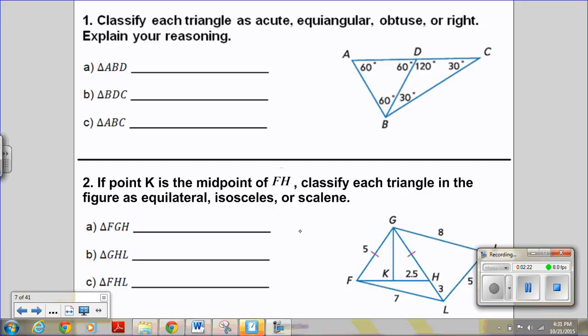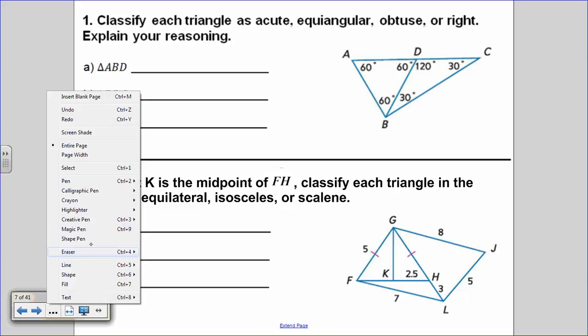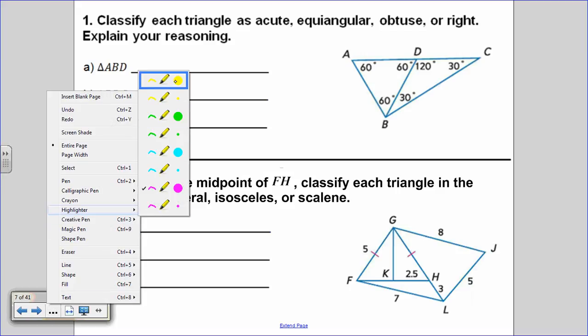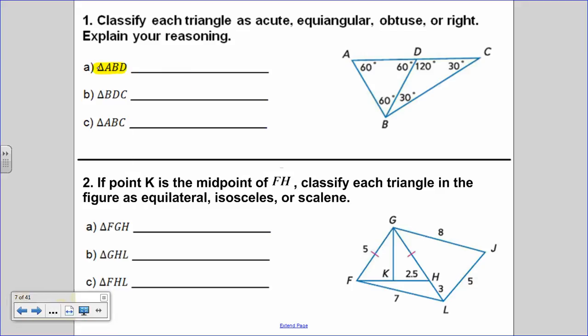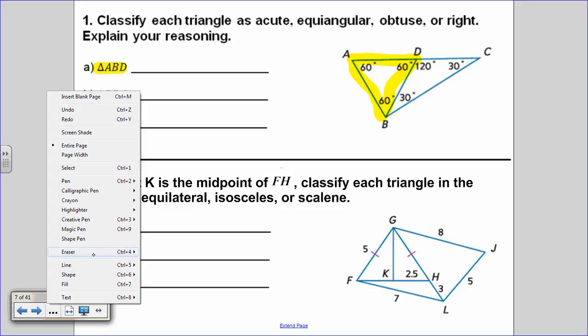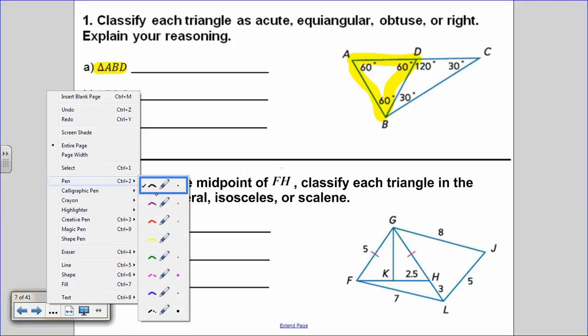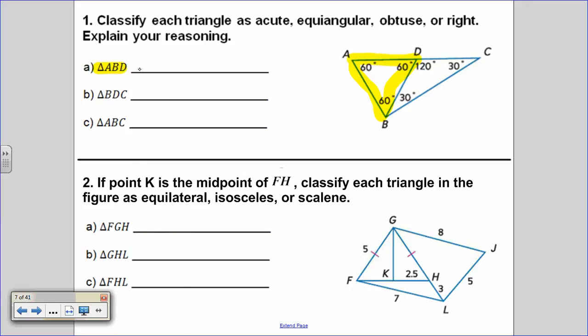In this first example, they want us to classify each triangle based on their angles. So tell whether it's acute, equiangular, obtuse, or right, and then explain our reasoning. All right, first we're going to look at triangle ABD. It's right here. When I look at triangle ABD, all three angles are acute and they're congruent. So the classification would have to be equiangular.